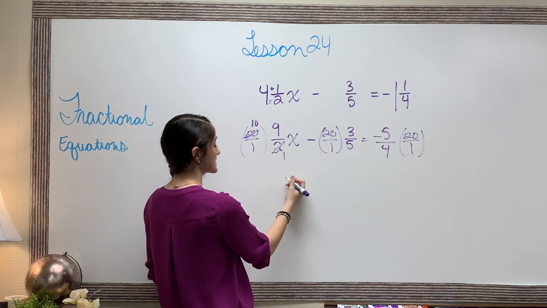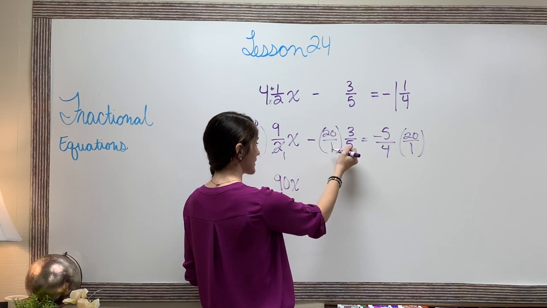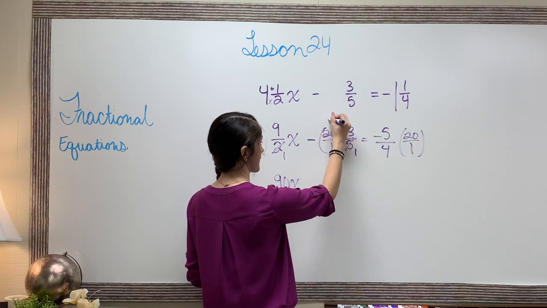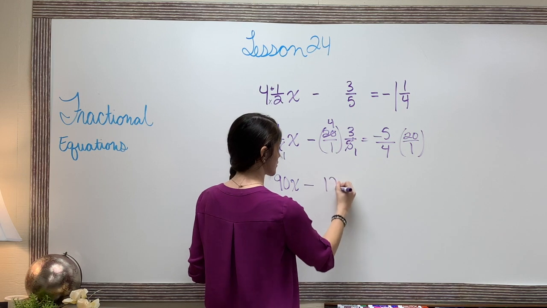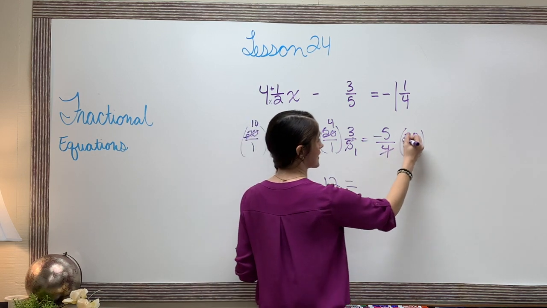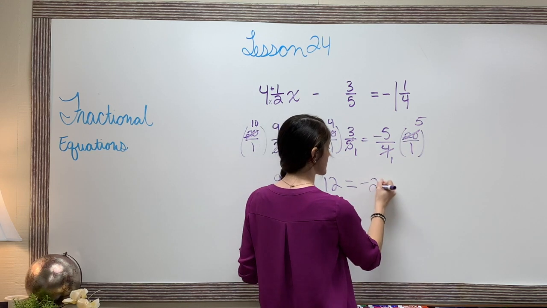And so now here, the 2 is a 1 and 20 becomes a 10. So we have 10 times 9x, so 90x. And then here, we have a 1 and a 4, so minus, and then 4 times 3 is 12, equals, and then we reduce here, this becomes a 5, this becomes a 1, negative 25.